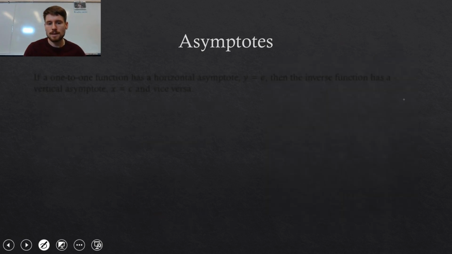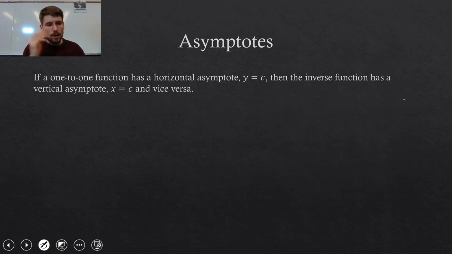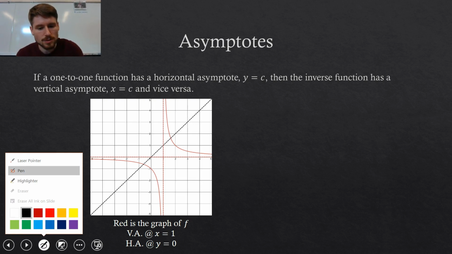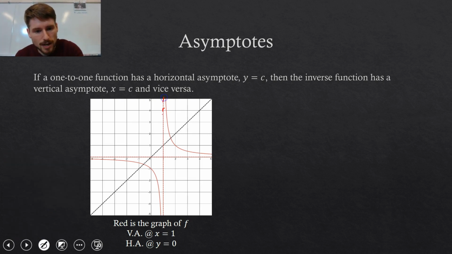Okay? All right. So one thing to note is that if you've got a one-to-one function, and it has a horizontal asymptote at some value, for example, c, then the inverse function will have a vertical asymptote at that same value, and vice versa. So here's an example of a function with both a horizontal asymptote and a vertical asymptote. You can see the vertical asymptote is right here when x equals 1. So we've got a vertical asymptote here for x equal to 1.